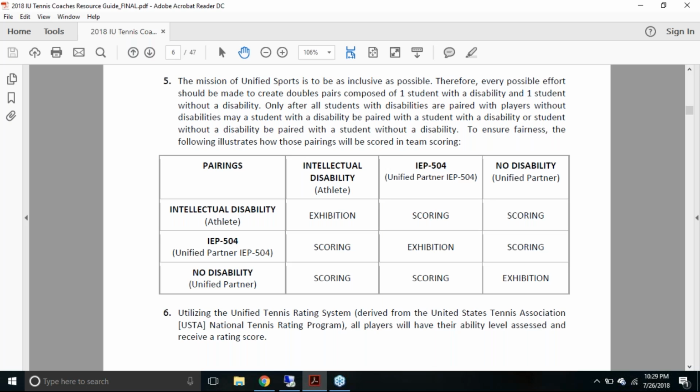And a student with a disability that is not an intellectual disability can be paired for scoring purposes with another student athlete with an intellectual disability or with no disability. And a unified partner, a person with no disability at all, can be paired with a student athlete with an intellectual disability or with a unified partner IEP 504 designation for scoring purposes. But if paired with another unified partner with no disability, that match would be played exhibition.